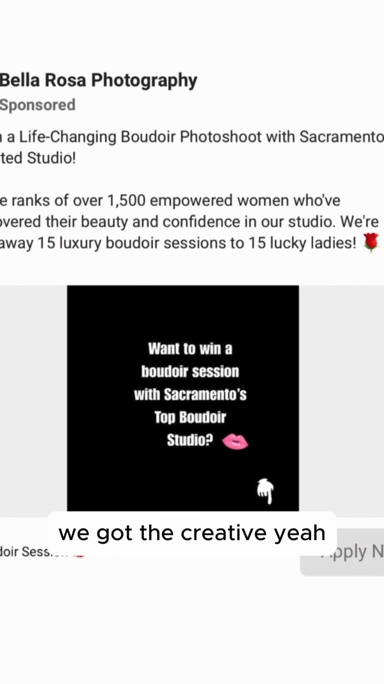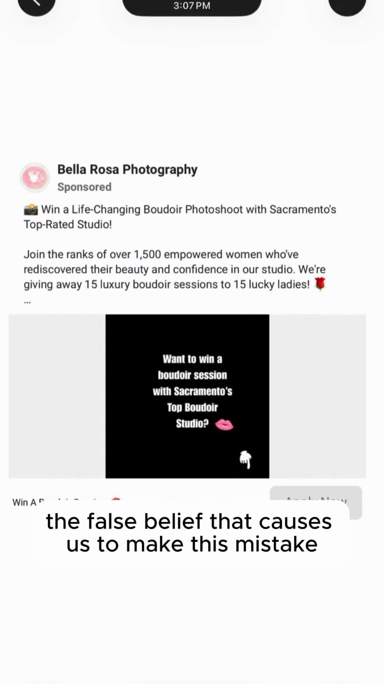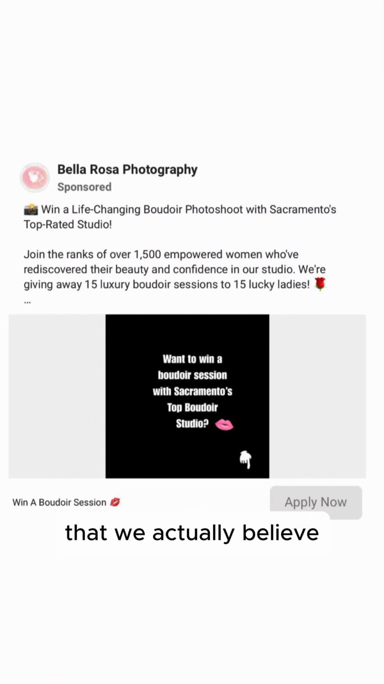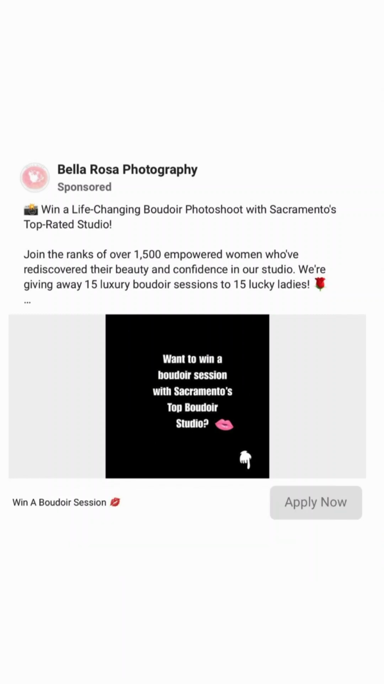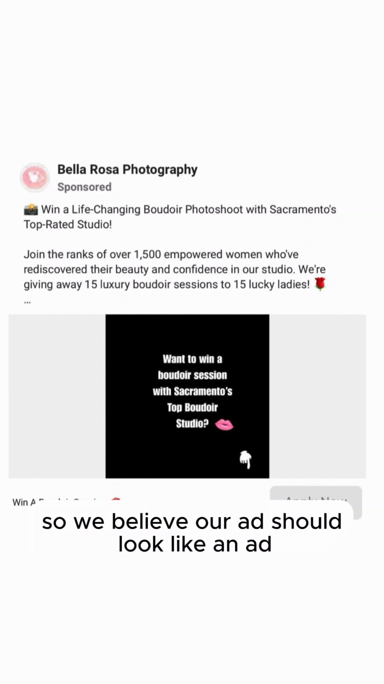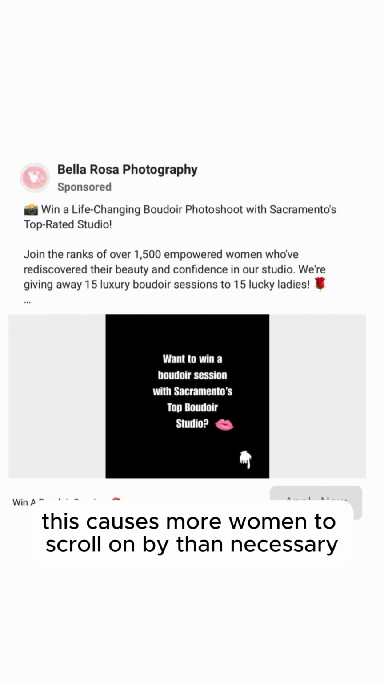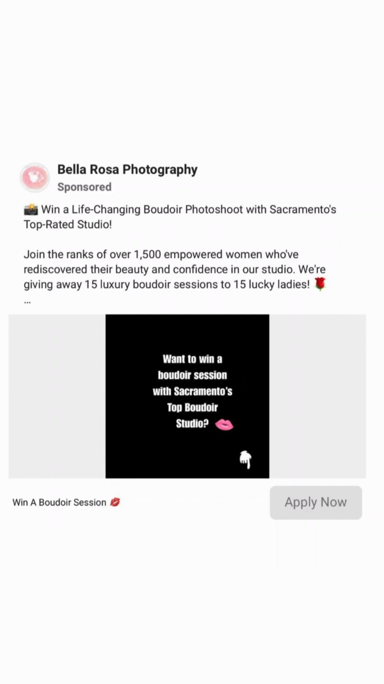We got the creative. Yeah, we got the looks like an ad mistake with this creative. So the false belief that causes us to make this mistake is that we actually believe an ad should look like an ad. So that's how we've seen newspaper ads, magazine ads, TV ads, other ads on Facebook, other Boudoir ads on Facebook. So we believe our ad should look like an ad. But this is incorrect. This causes more women to scroll on by than necessary, bringing our unique CTRL under 6%.